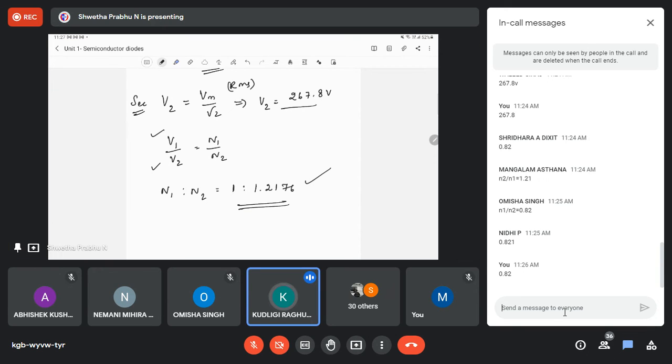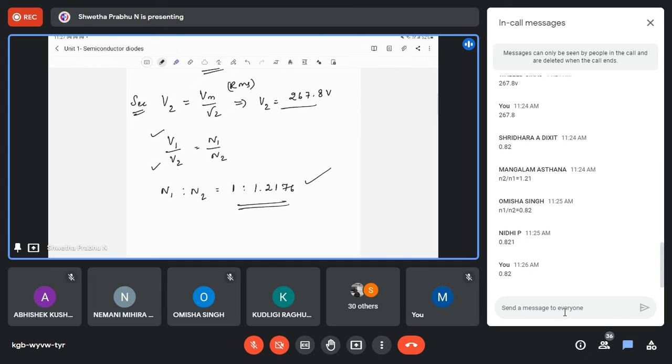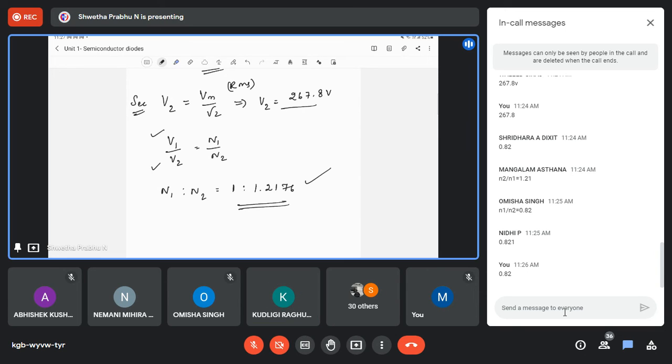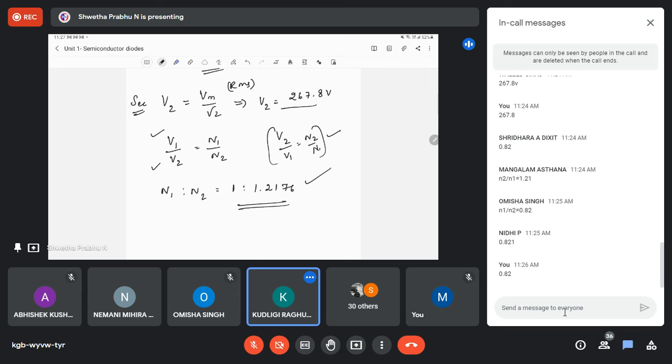In the question, if they ask turns ratio, do we do N2 by N1 or N1 by N2? See, V1 by V2 equals N1 by N2. If you take V2 by V1, then it will become N2 by N1. Yeah, I did N2 by N1, which is 1.22 is to 1. Will I get marks for that? That's okay. It depends on how you represent it. V2 by V1 equals N2 by N1 or V1 by V2 equals N1 by N2. Both are one and the same. Okay, thank you.